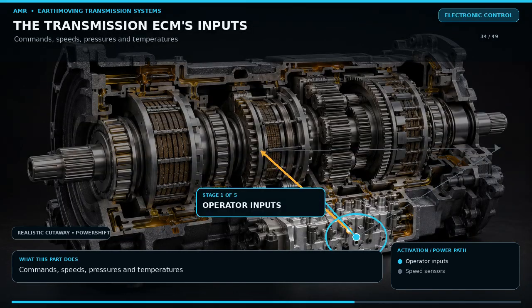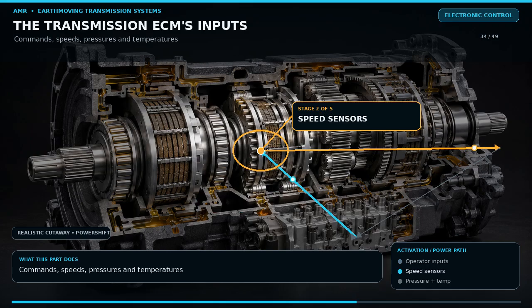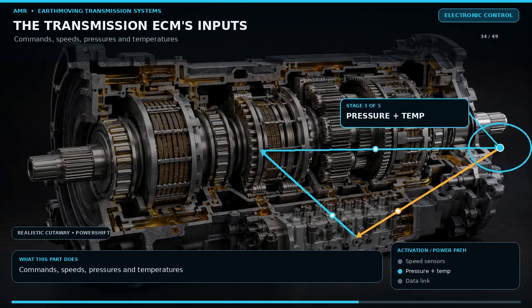The transmission controller makes decisions from many inputs. Operator inputs include direction, requested gear, throttle, brake, inching pedal, mode switches, and kickdown. Machine state inputs include engine speed, transmission input speed, intermediate shaft speed, output speed, oil temperature, pressure switches or pressure sensors, parking brake status, body position, seat or restraint switches, and sometimes slope or acceleration data.